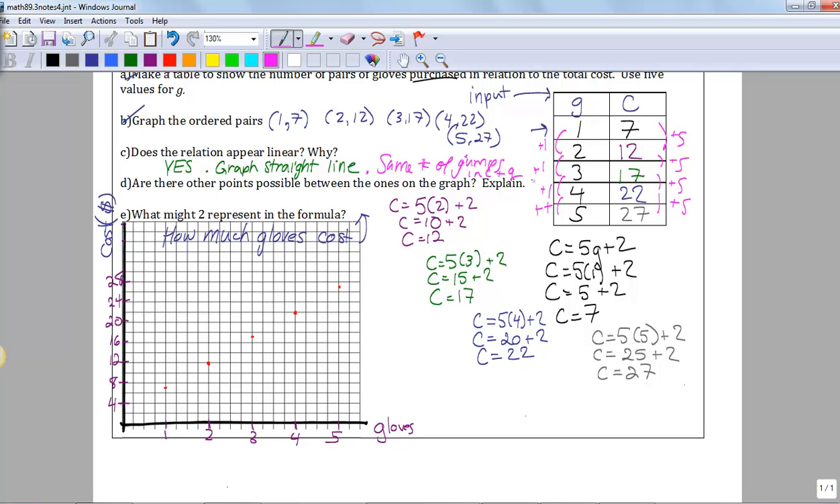And are there other possible points between the ones on the graph? Explain. Big fat no, because you can't buy half a glove or a third of a glove. You can't buy part of a glove. It's got to make sense in the context.